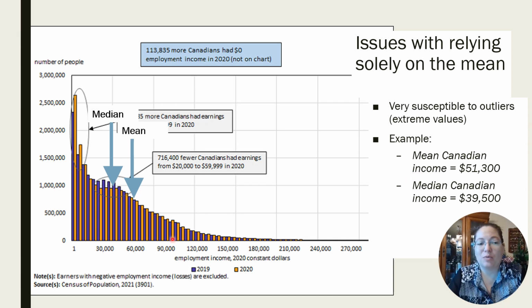That's why when we have a distribution like this with a very long tail, we say that it's a very skewed distribution, and we report the median as opposed to the mean because it's more accurate, it's more representative of what is actually going on within the data.